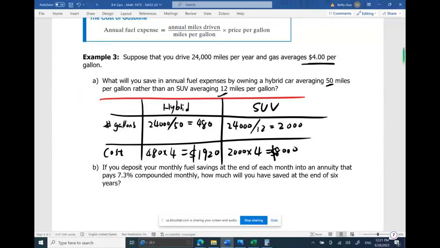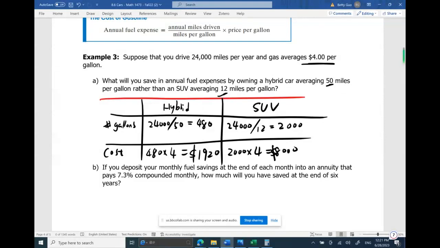If you drive the hybrid, 1920 divided by 12. Yeah, that makes sense. Every month, a couple of $100. That's pretty much my expense.